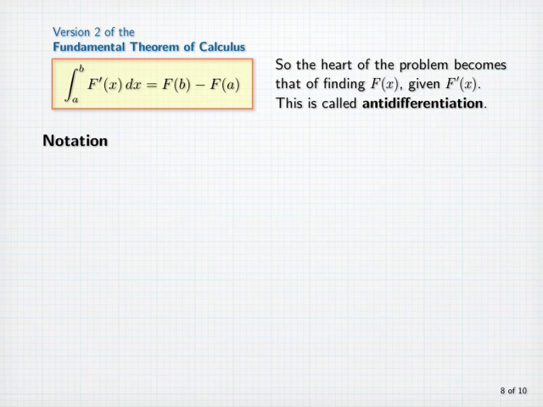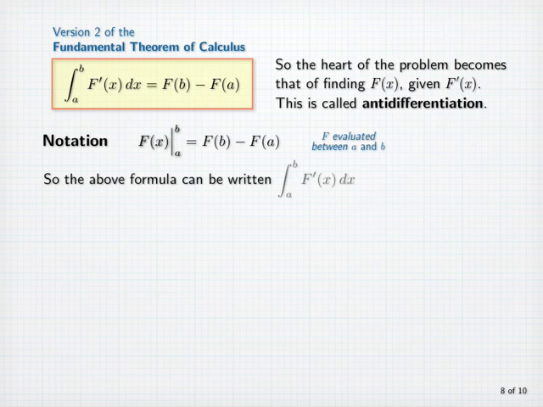Let's make a quick remark about notation here. It will be convenient to use this symbol to represent F of b minus F of a. We read this as F evaluated between a and b. So with this notation, the above formula can be written as the integral from a to b of F prime of x dx equals F of x evaluated between a and b.